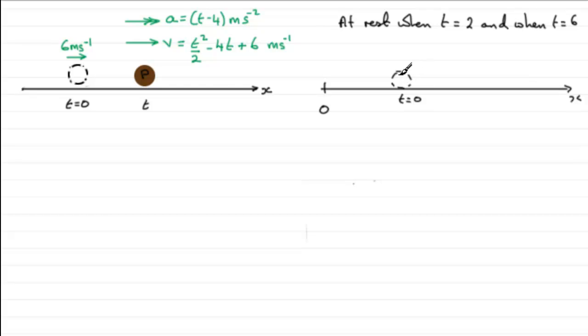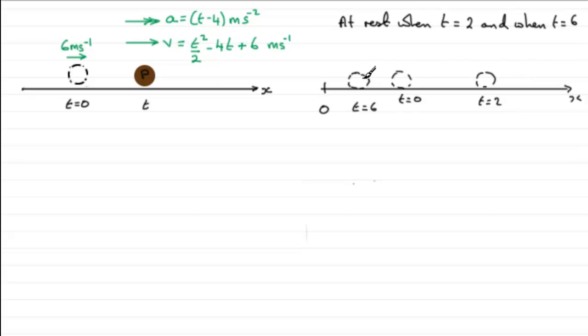But then it moved to the right, and after 2 seconds it stopped. It was moving at 6, slowed down, 2 seconds later it stopped. So this is at t equals 2, it was here. Then it reversed direction and headed backwards until after 6 seconds it was somewhere else. Let's just say it was here, t equals 6. And then it turned round again and then shot off to the right.